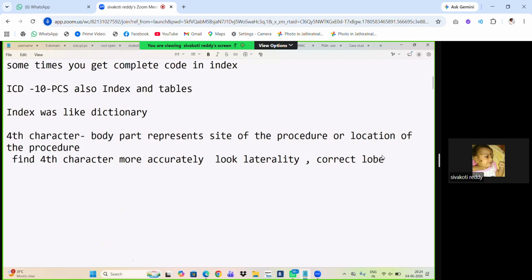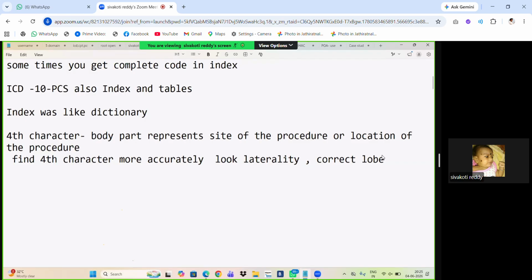Suppose they mentioned lung, whether it was the lung or any lobe. In the lung we have different lobes, right? Upper lobe, middle lobe, lower lobe. Suppose they performed on the esophagus, check upper esophagus, lower esophagus, middle. Suppose in the colon, check for ascending colon, descending colon or sigmoid colon most accurately. Suppose in a finger, which finger they performed, first, second or third, right or left finger. Point to point, you need to identify the body part after reading the procedure.